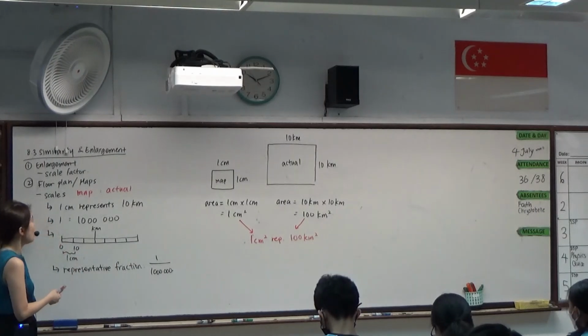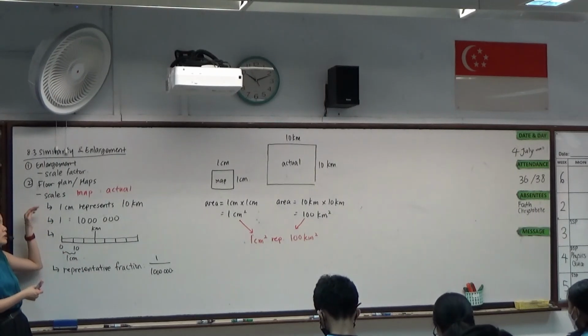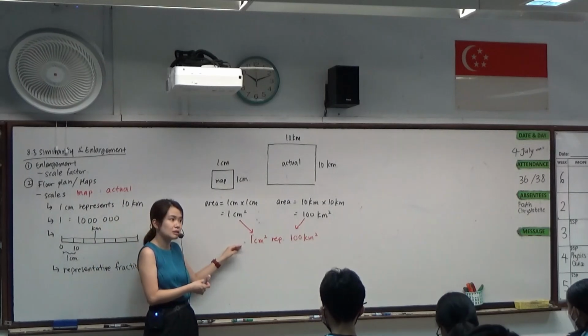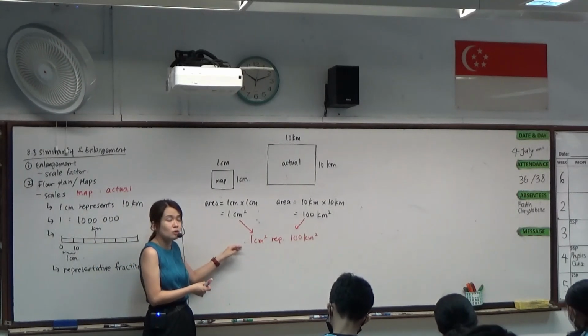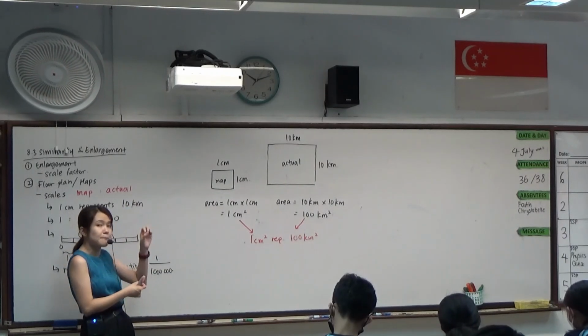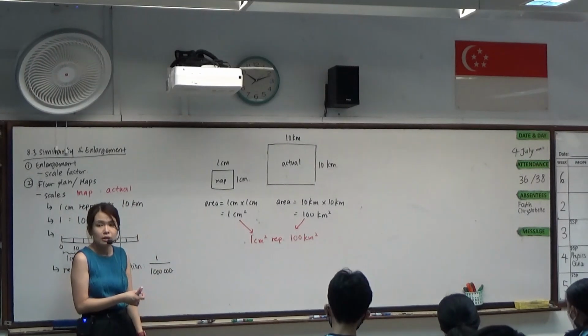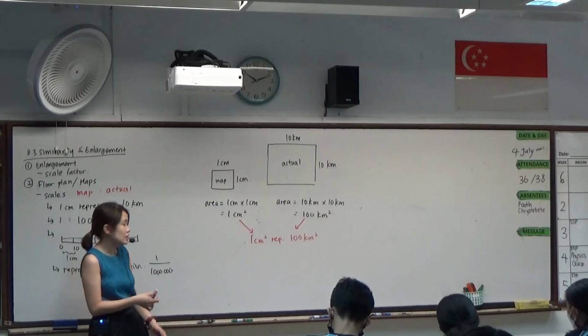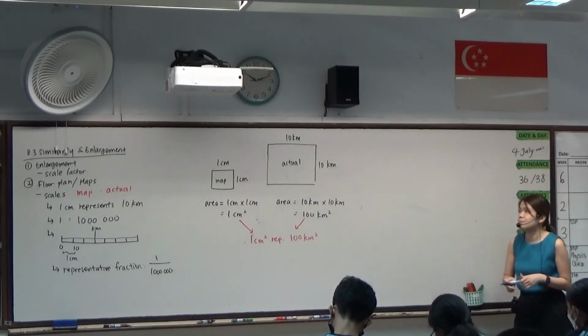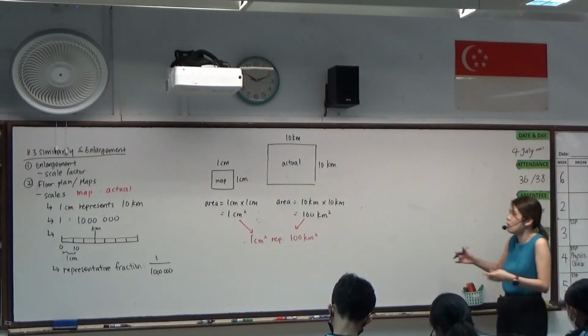So what I'm trying to say here is that your length scale differs from your area scale. Your area scale and your length scale cannot be the same. It will not be of the same ratio. Understand what I'm trying to say? So what if it is not 1 cm by 1 cm, 10 km by 10 km? I can always change it, right?